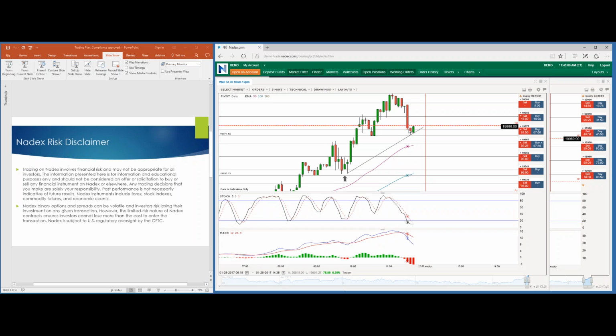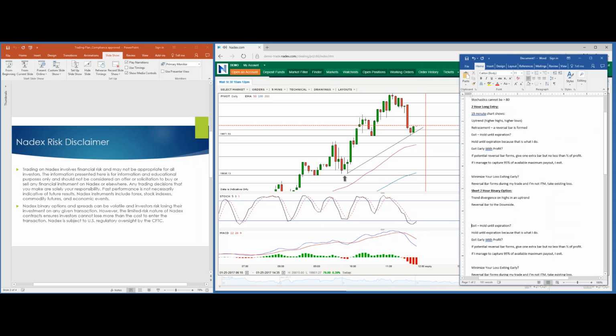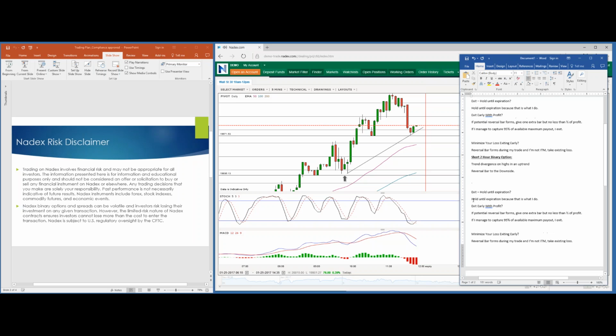So that means I might be quicker to pull the trigger to exit this trade because I'm going against my trend. So we have to compensate for that, okay? How do we compensate for that? One way is to go down to a lower time frame.